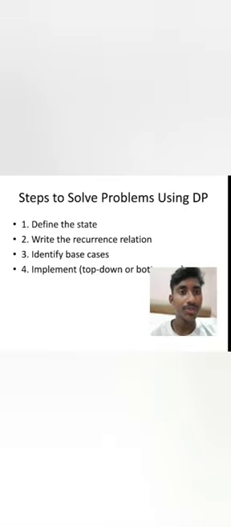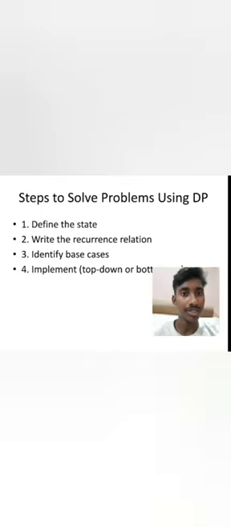Contrast with divide and conquer. Characteristics of dynamic programming: overlapping subproblems, optimal substructure, memoization versus tabulation. Steps to solve problems using dynamic programming: define the state, write the recurrence relation, identify base cases, implement top down or bottom up. We should discuss this now.